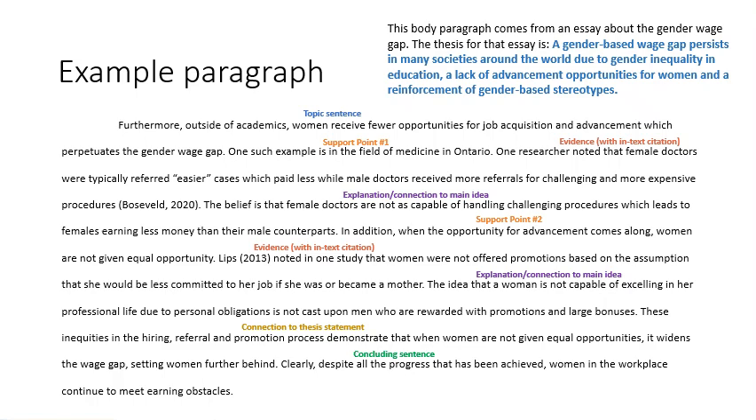So you can see I've identified the topic sentence, and then after the topic sentence, the first support point is introduced. It is then followed by a piece of evidence with an in-text citation. The sentence that comes after that citation is explaining why that information is relevant to the main idea. Then, once that idea has been fully explained, I introduce another supporting point, and I do the same steps. I introduce the support point, I provide evidence with an in-text citation, I explain how that research is relevant to the main idea. Then I have a sentence that is connecting those supporting points to the overall thesis of the essay. And then finally, I conclude the paragraph with a concluding sentence.